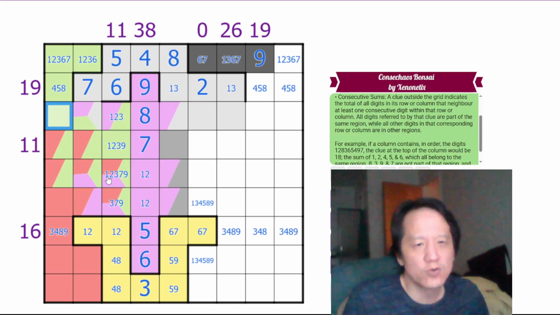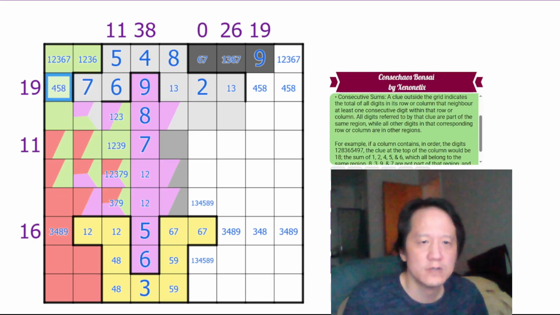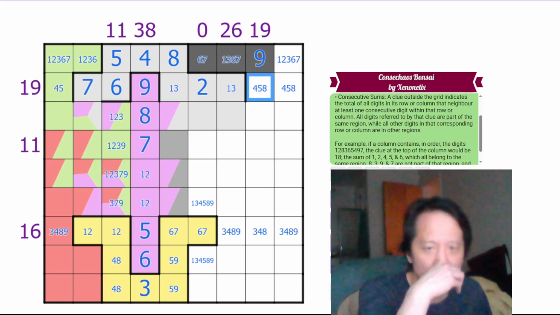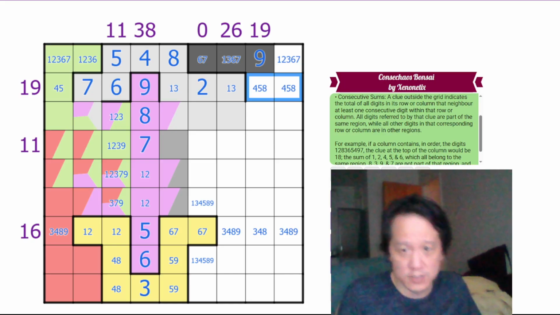This is all green, but that doesn't tell us very much. Oh, this can't be 8 because that would be consecutive with the 7, and they would be part of the same region. This is 4, 5. This can't, well, it could be 4. 8 is one of these two digits here.